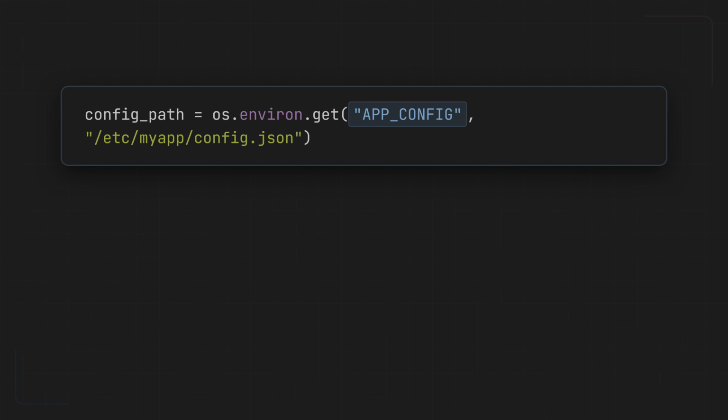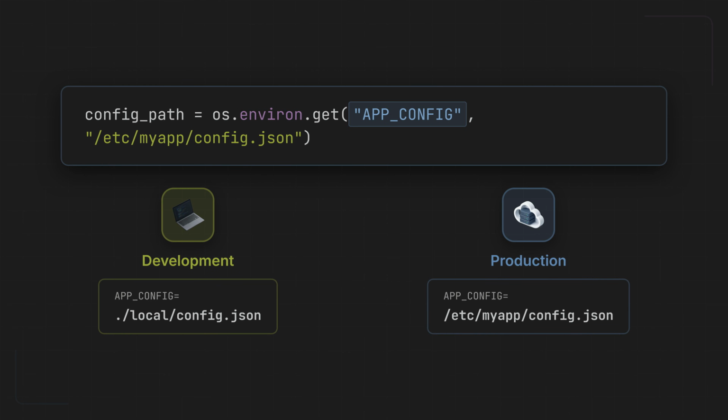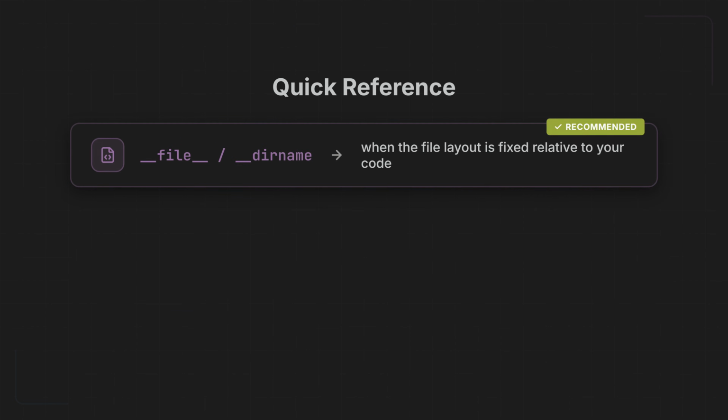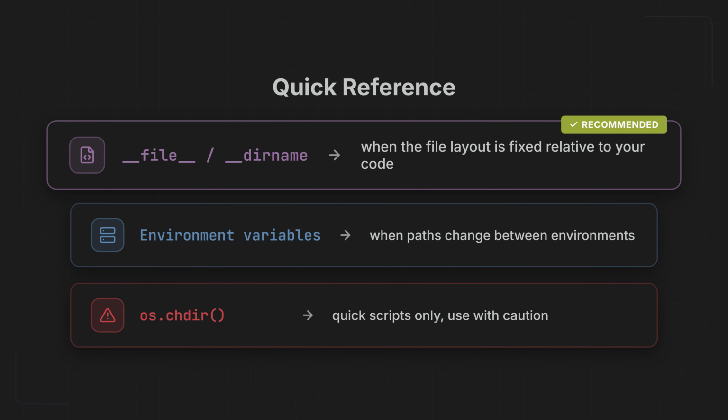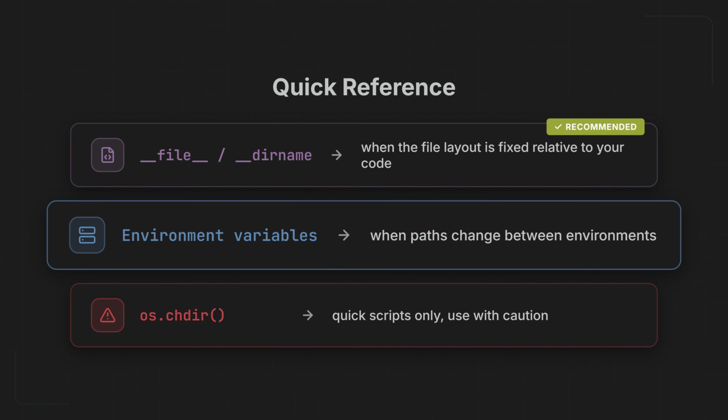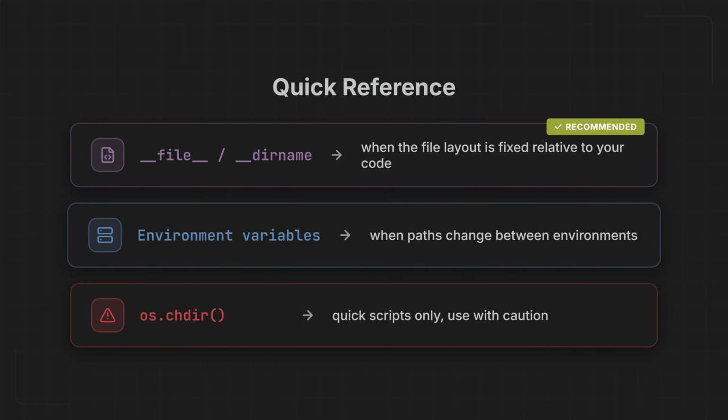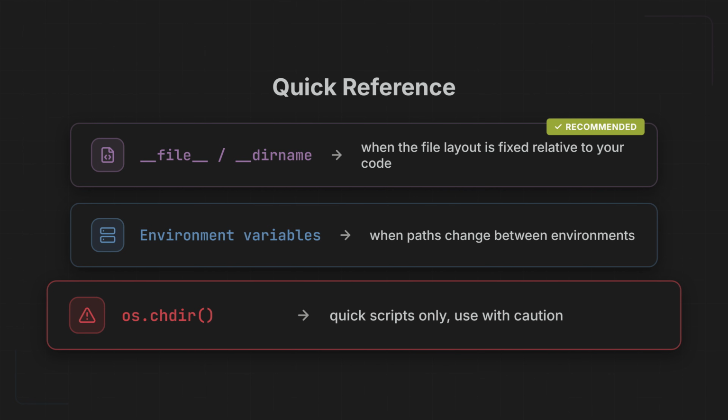The other, and this is more relevant if you're deploying to containers or multiple environments, is environment variables. You set the path per environment, one value on your dev machine, another in your Docker config, another in your CI pipeline. The code doesn't need to know the details, and you never hardcode a path that's only valid in one place. Quick rule of thumb: use dunderfile or dunder dirname when your data files ship alongside your code. Use environment variables when the paths change between environments, and os.chdir only if you know what you're doing and you're keeping it simple.